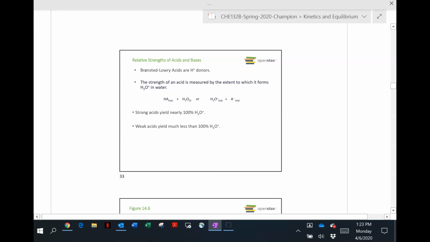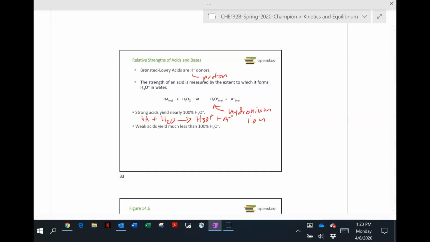We say that an acid is a proton donor. Remember, H+ is a proton, which is a hydrogen atom that's lost its electron, so it's just a proton. This species right here is called the hydronium ion, H3O+, and it's basically equivalent to that. And we say that when this equilibrium is a one-way arrow, so HA plus H2O yields H3O+, and we get 100% of HA becoming H3O+, that's a strong acid.